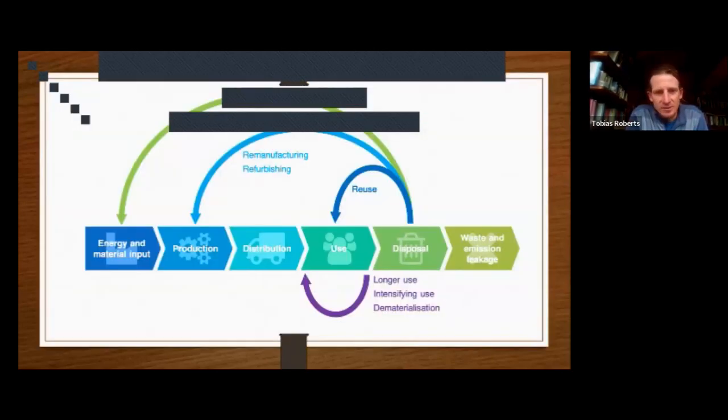So this is a typical model of how we can organize and design our economic models. If you look at the line, this is generally what happens. We have an energy and material input. For example, take the computer that I'm using right now. Most computers use over 40 or 50 different raw materials, elements that are on the periodic table.